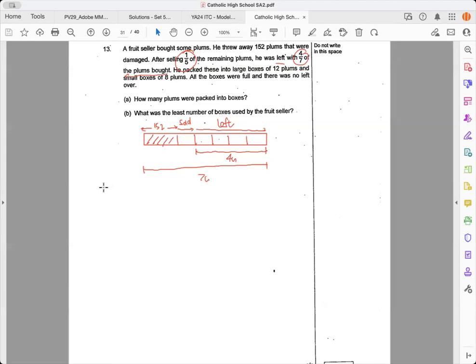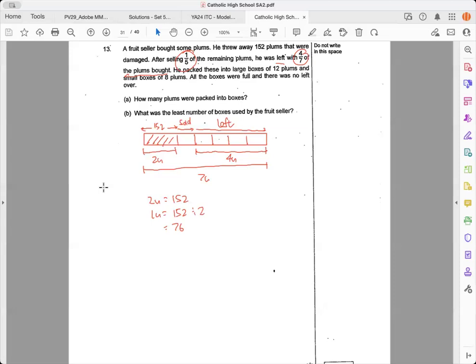Okay, so this must be how many units? This must be 2 units, right? So 2 units is equal to 152. 1 unit is equal to 152 divided by 2. You get 76.